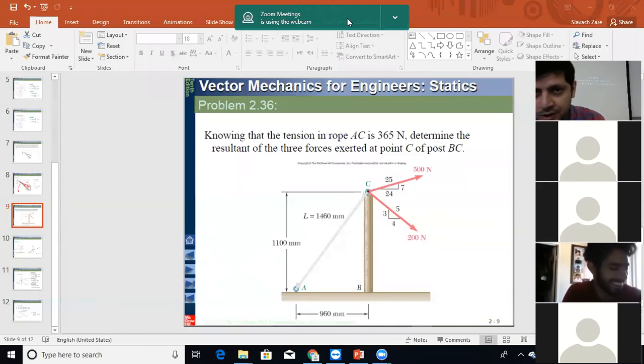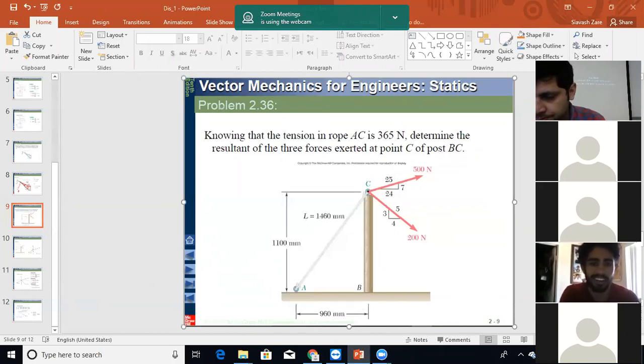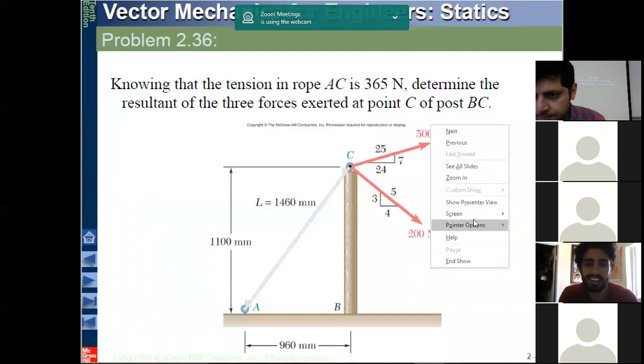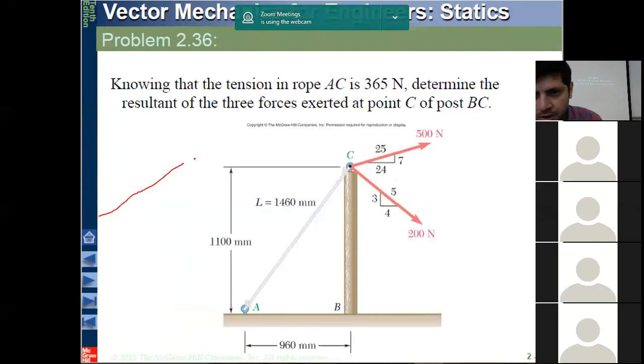Just to clarify, if this is your cable and this is the free body diagram of your cable, then you could only pull the cable. So this is the direction of your force on the cable.